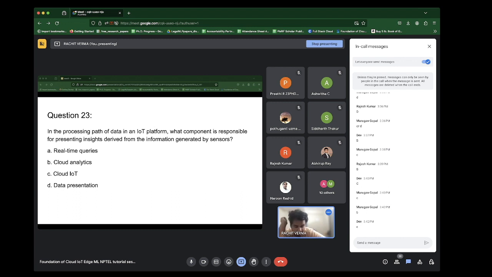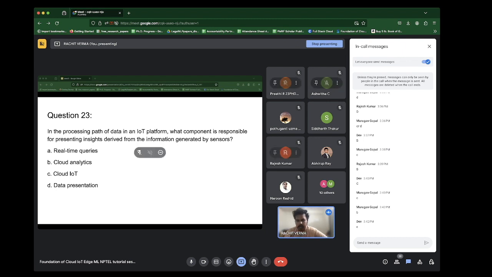Wait, in the previous question I may have made a small mistake. The cloud IoT is not necessarily responsible for processing the information. It just handles the device communication. Okay, so sorry, there might be a mistake here. Anyway, I'll just check that and let you know.